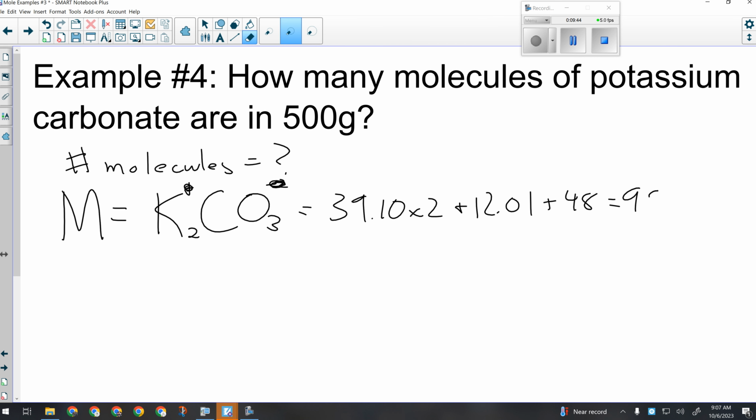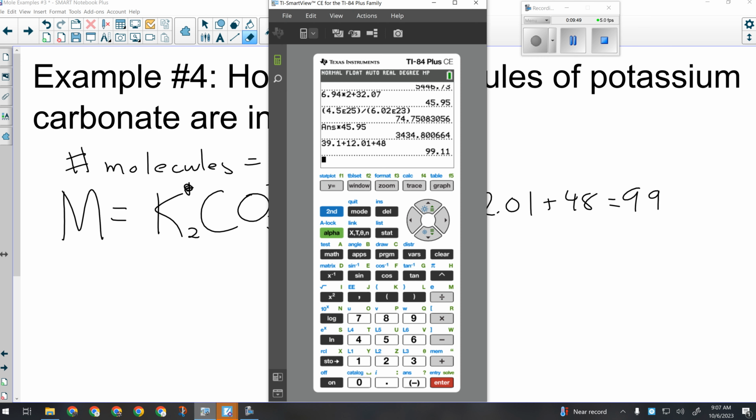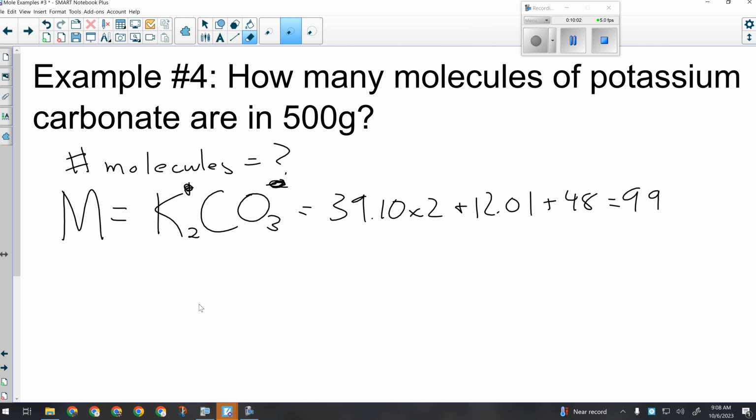In your calculation, you forgot to double the... Did I forget? I forgot to multiply by 2, didn't I? Yeah. It seemed a little small. 39.1 times 2 plus, good eye, 12.01 plus 48. 138.21. Better? Yep.